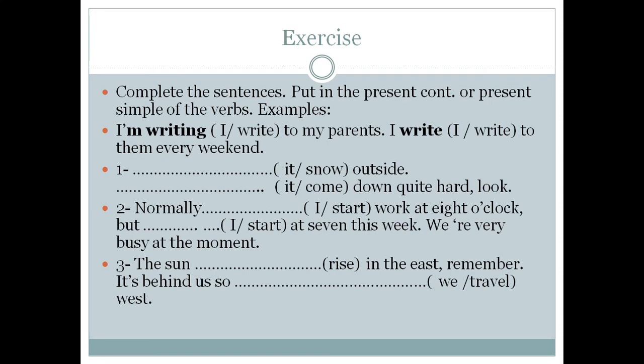When I say it snows outside, this means that someone is speaking about an action happening at the moment of speaking. So it should be in continuous tense. It is snowing outside. It comes down quite hard. Look. Also here, in number 1, it's the same one. The second part of number 1 should be in continuous. It is coming down quite hard.